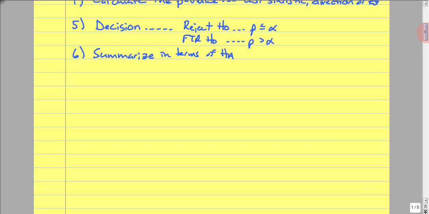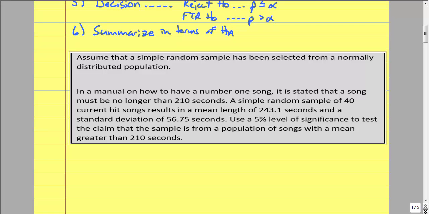So those are still the same test steps we're going to use. The very last problem in this homework set goes back to the classical approach of hypothesis testing, and we'll look at that when we get to that problem. So let's go ahead and look at our first question.